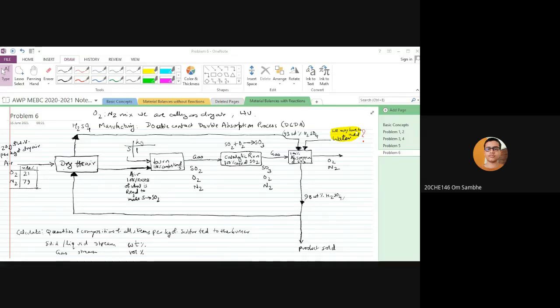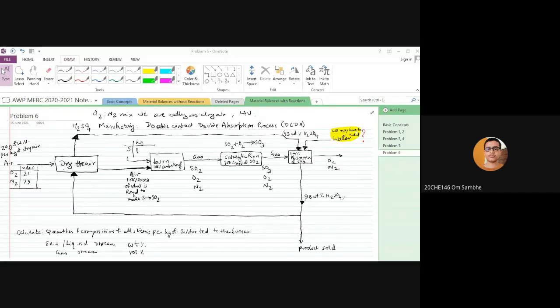This air is 21% oxygen, 79% nitrogen by moles. Sir, after getting the total moles of air, we have to do 21% of that to get the oxygen moles. But if I do that, it is not working. Sulfur is not getting completely reacted. Something, some calculation mistake you are doing.